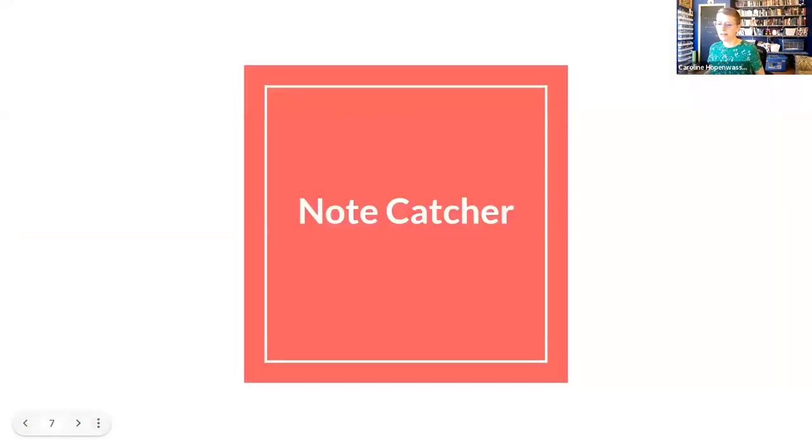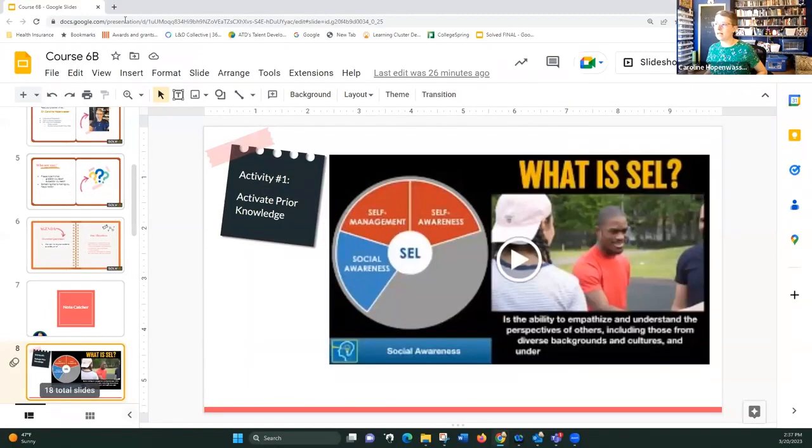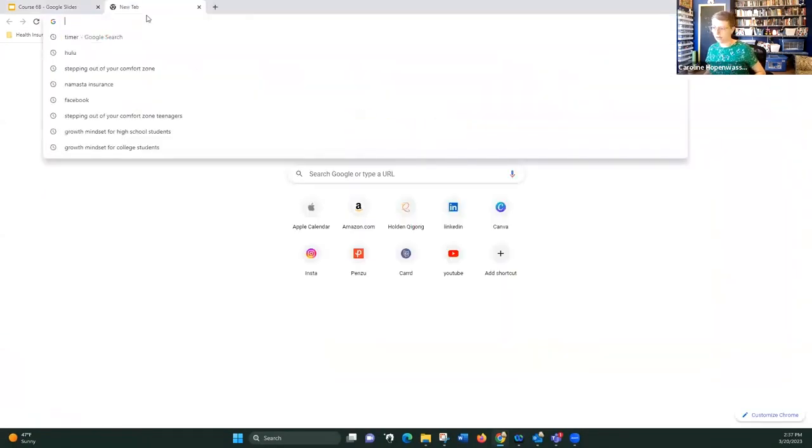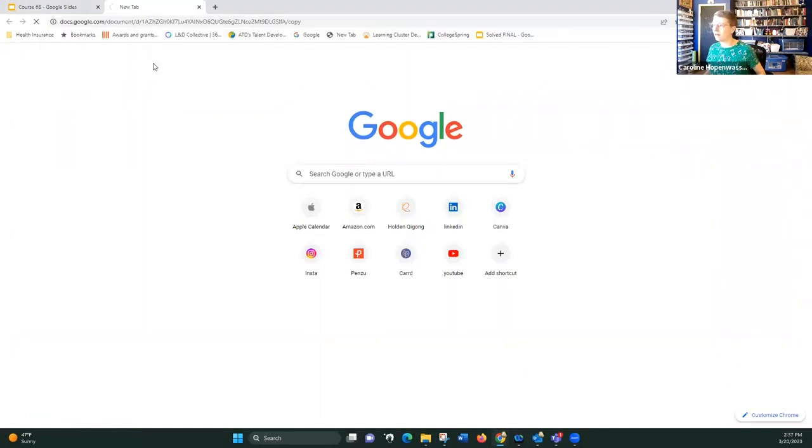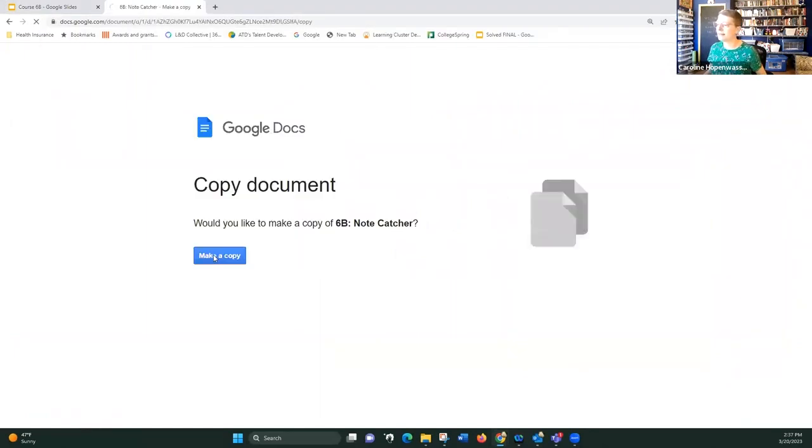I would like to share with you now that we have a note catcher. I'm going to put the link to it in the chat for you. And I want to show you what happens when you open it. I'm going to do it right here with you. It's going to ask you to make a copy. So go ahead and make a copy.